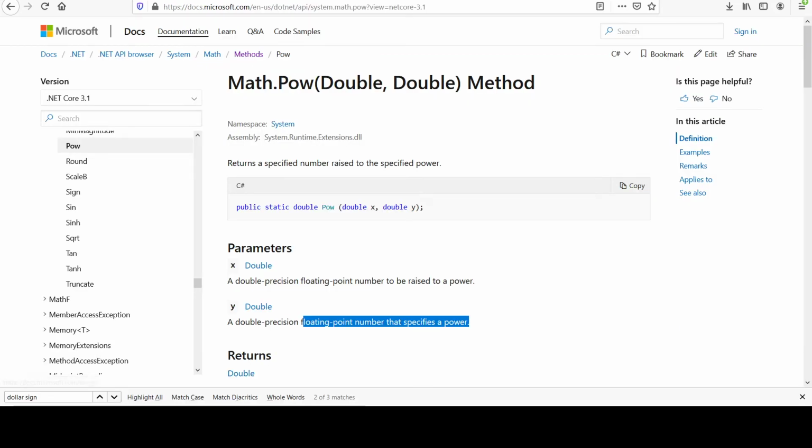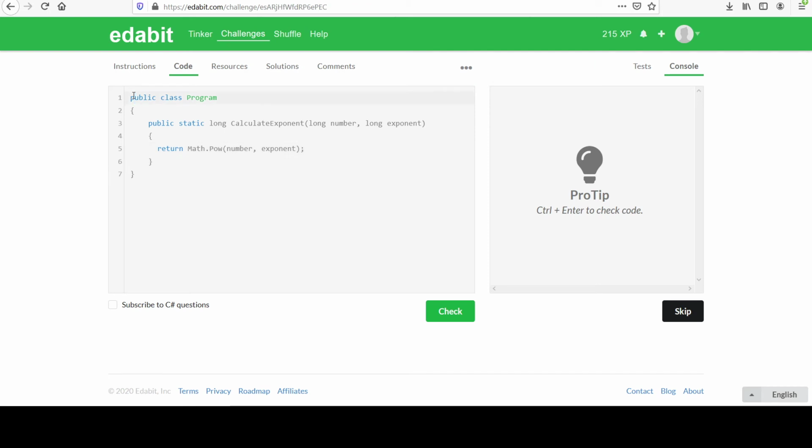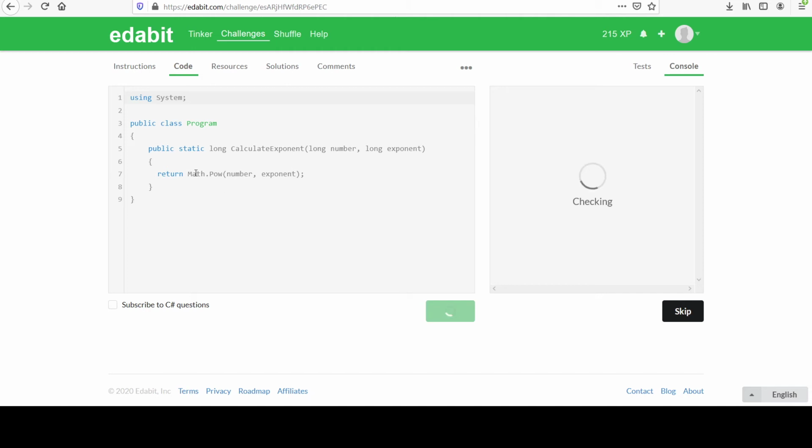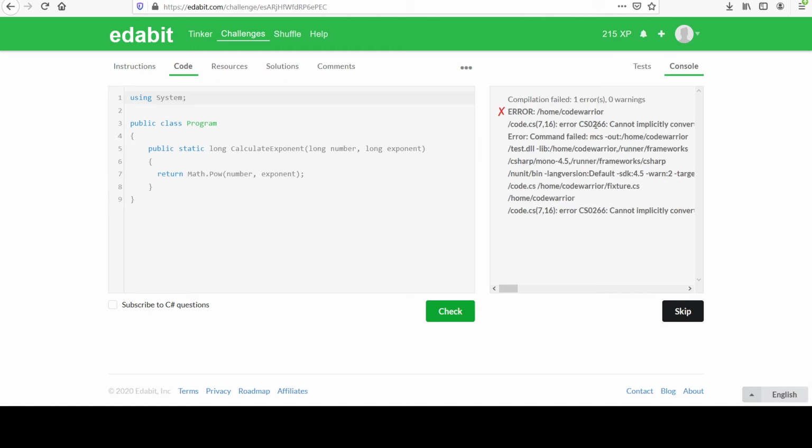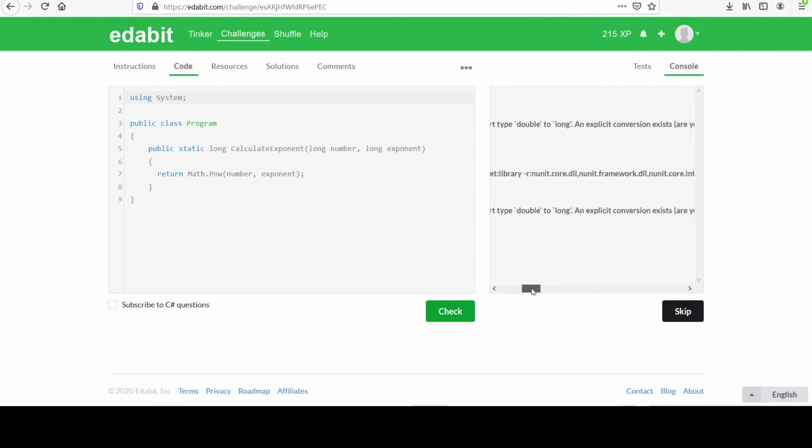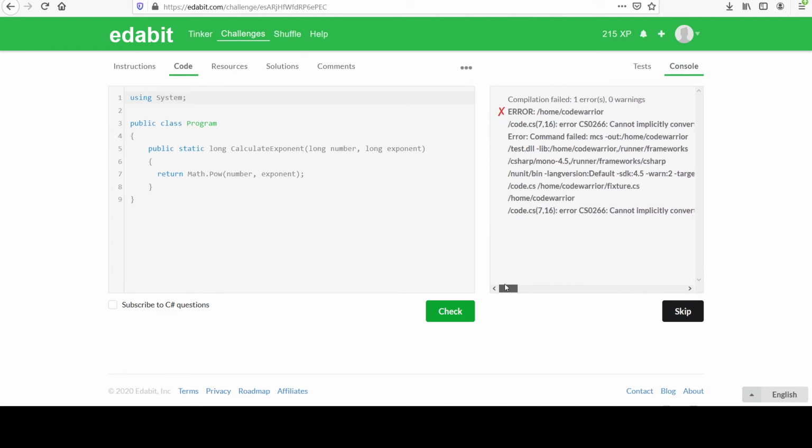Looks like this is the System namespace, so we can add that using System. And I think, yeah, it's got to yell at us here. Let's see. Yeah, line 7, 16. Cannot implicitly convert type double to long. An explicit conversion exists. Are you missing a cast? Oh, that was friendly. So they're telling us basically we can just cast this number.